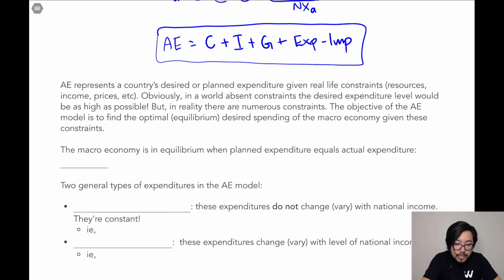Now, the AE model represents a country's desired or planned spending given real-life conditions. And these conditions or constraints are, for instance, resource constraints, income constraints, pricing constraints, etc. Obviously, in a world where there are no constraints, the desired level of spending would be as high as possible. It would be infinity. But in reality, there are a lot of constraints. So the AE model builds in some of these constraints to find an optimal equilibrium level of desired spending in the macroeconomy in light of these constraints.